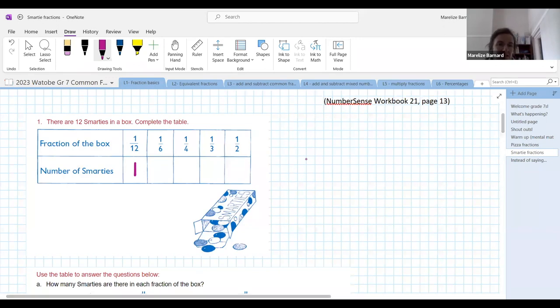How much is a 6th of 12 Smarties? Now I'm taking my 12 Smarties and dividing them out between 6 people. Yes, now everyone can get 2. Do we notice anything here? A 12th is 1, a 6th is 2. Okay, what about a quarter? If I divide 12 Smarties between 4 people, how many do I get? 3. And a third? If I take 12 Smarties and divide them by 3 people, how many will each person get? That's the same as a third.